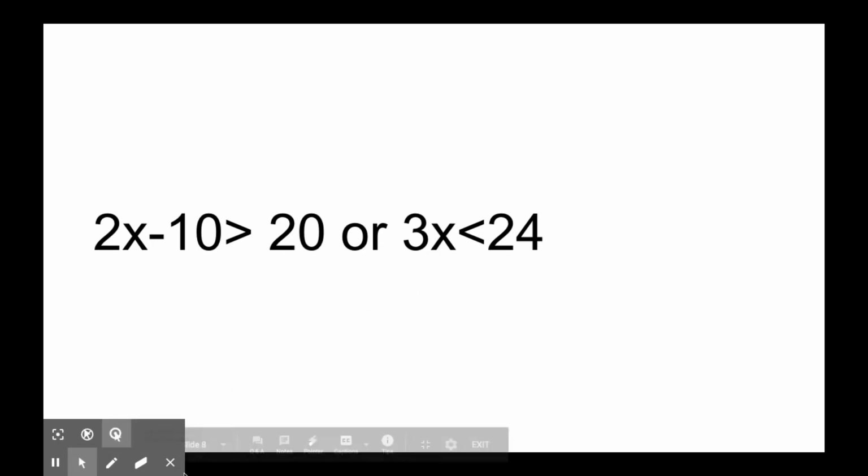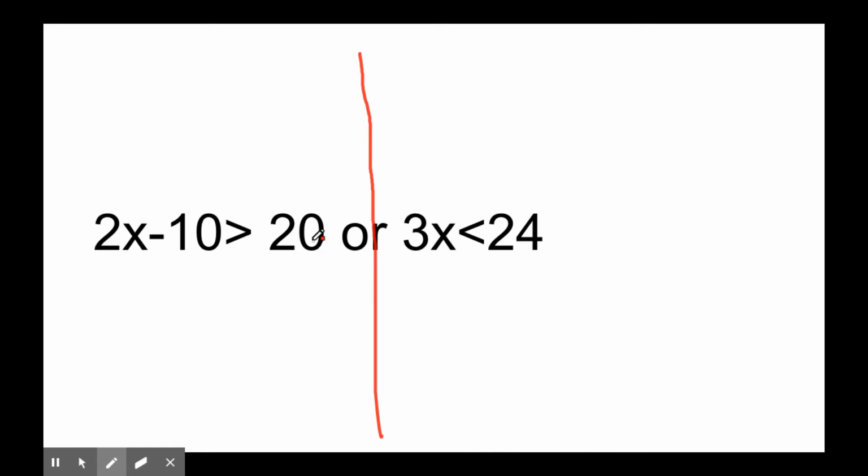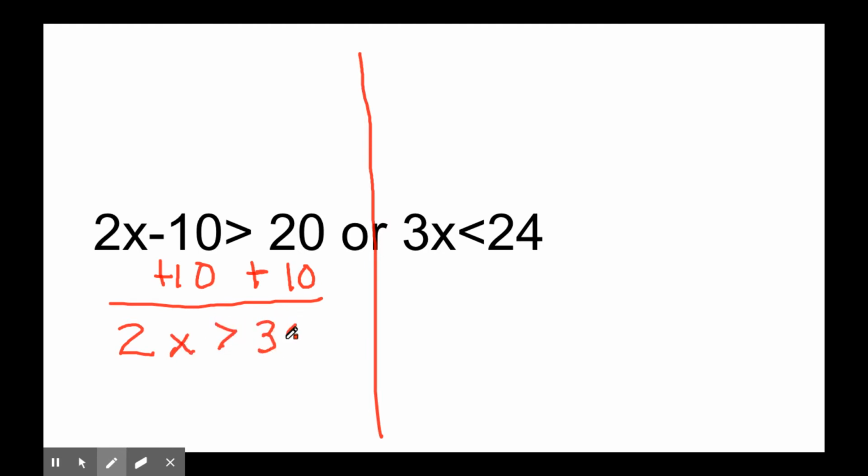So what we would do is we would think of this as two separate problems because compound is just two inequalities put together. So I'm going to solve this one, and I'm going to add 10 to both sides. Okay, so now I have 2x is greater than 30. Okay, so now I have a one-step inequality. I'm going to divide by 2, and x is greater than 15.